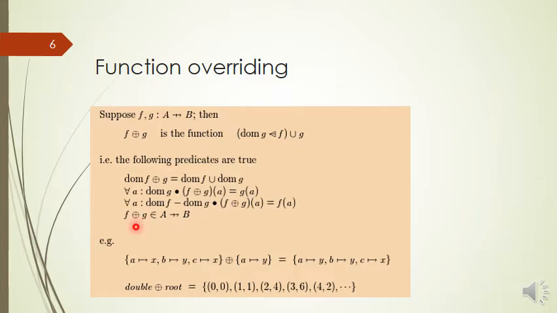For example, we have a function f containing 3 ordered pairs, and function g has only 1 ordered pair, and you can see that the first element is mapped to x, and in the updated function it is mapped to y. So the return value would be updated, and the rest of the ordered pairs would be unchanged.